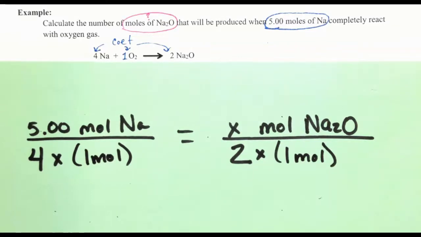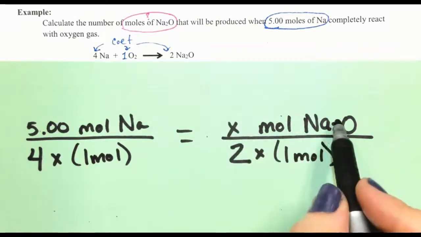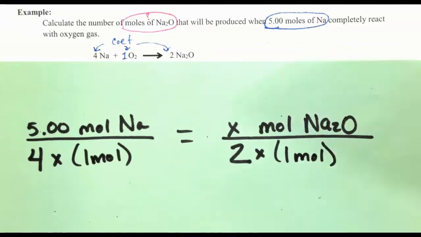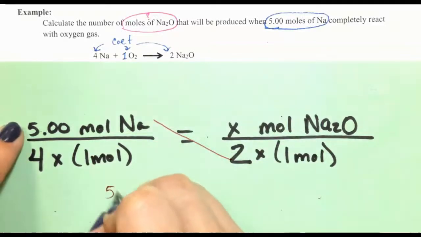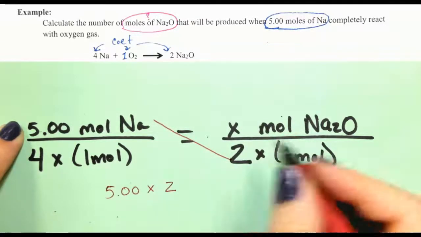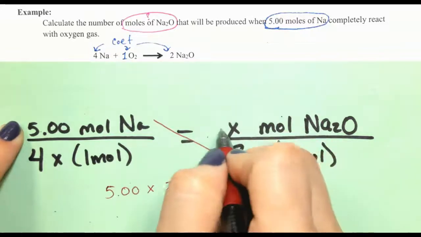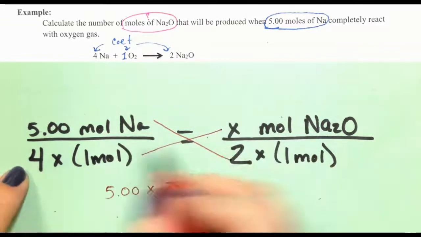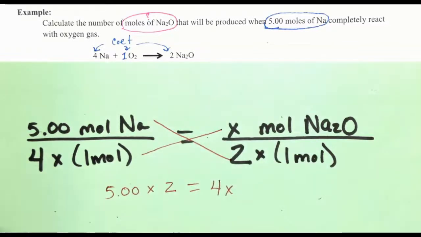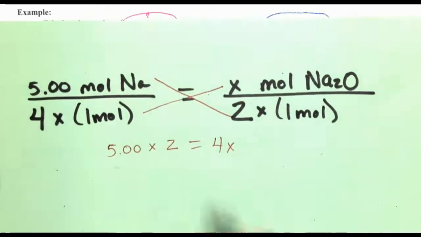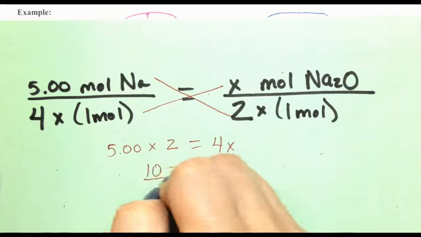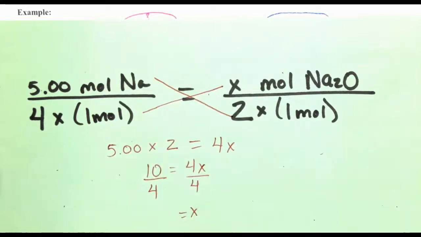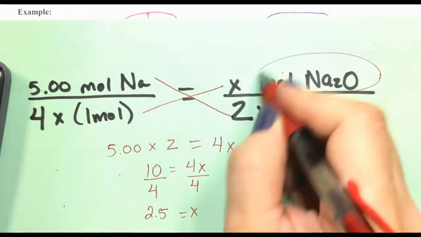Now we're going to do some math to solve for our X, which is right here. So we're going to do some cross multiplying, which means we're going to take this times this, 5.00 times 2 equals this times this. So it's going to be the 4 times the X, which gives us 4X. And now we're going to solve for X. Of course, 5 times 2 is 10 equals 4X. And then we're going to divide both sides by 4 in order to get X is equal to 2.5. And this is going to have this unit here of our final answer.